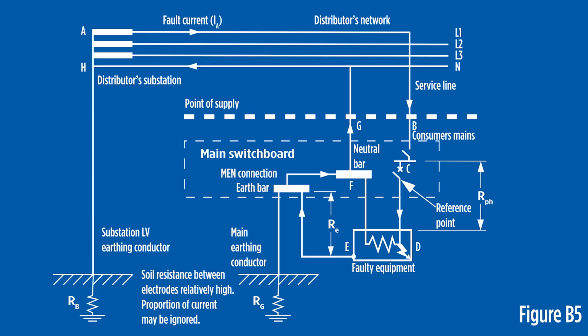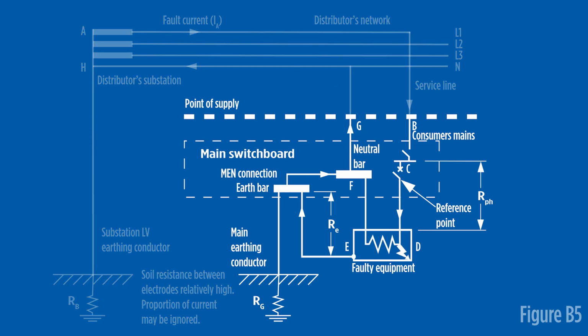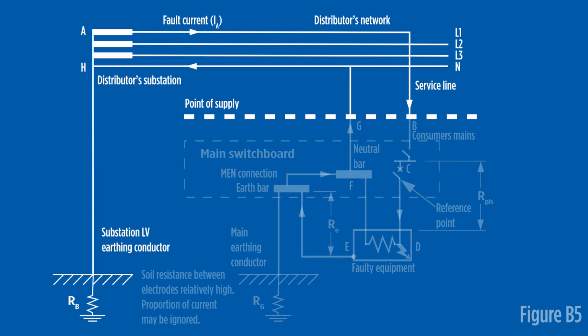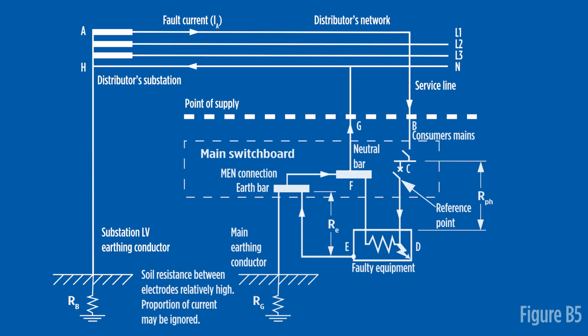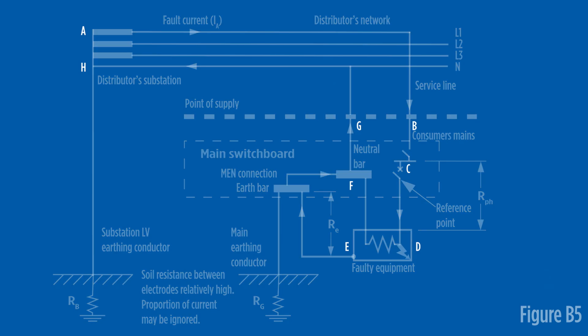Now, let's look at Figure B5 in Appendix B and consider the entire fault loop path. The installation itself is called the internal component of the fault loop. The other component of the fault loop is the network supply system, which is referred to as the external component of the fault loop. The loop path in diagram B5 can be followed using the indicating letters A to H. The directional arrows in the figure clarify the path taken by fault current.